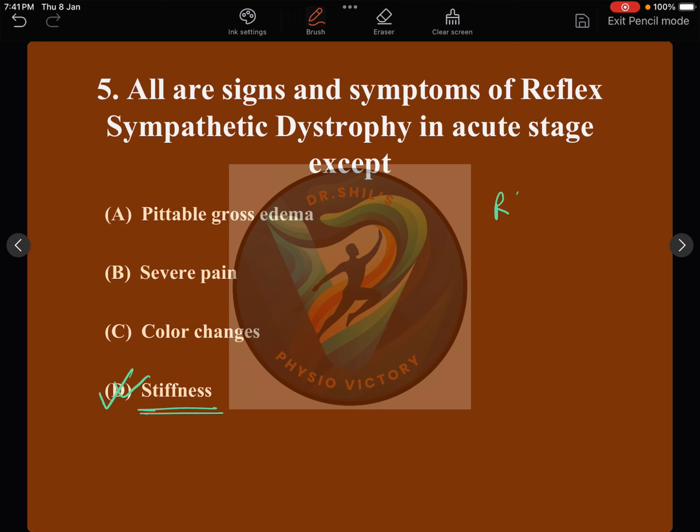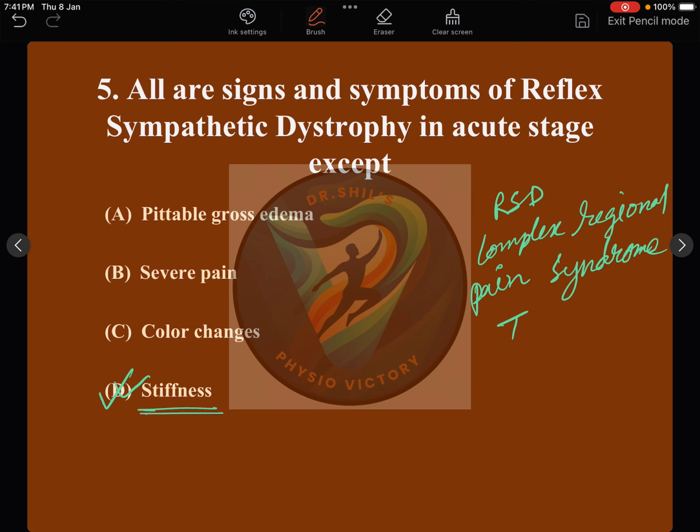RSD is also known as complex regional pain syndrome type 1. There, we can see irritable gross edema, severe pain, and color change.